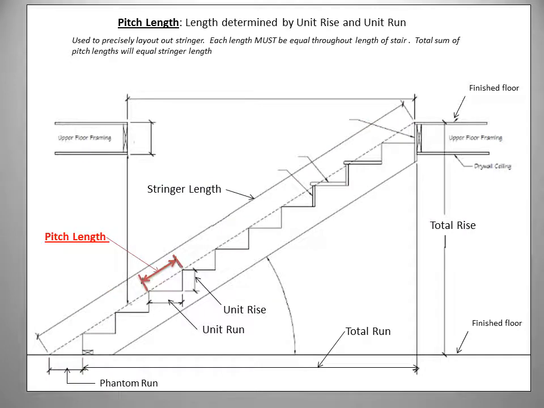The pitch length is the diagonal distance of one unit rise and one unit run. Once we've calculated our stringer length, we can divide by our number of risers to calculate our pitch length. This pitch length will aid us in laying out our stringer and our stair.